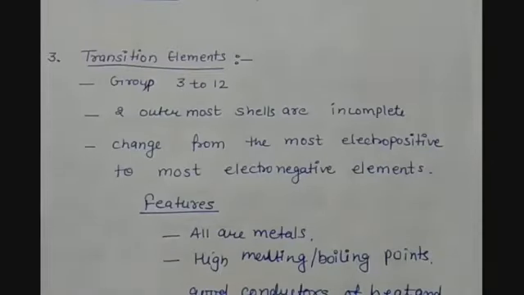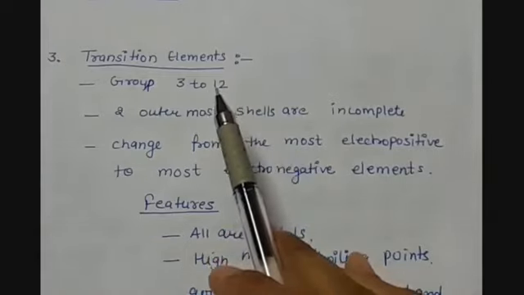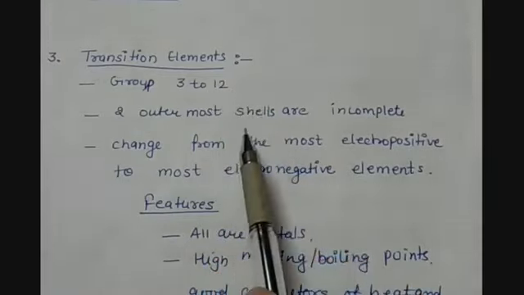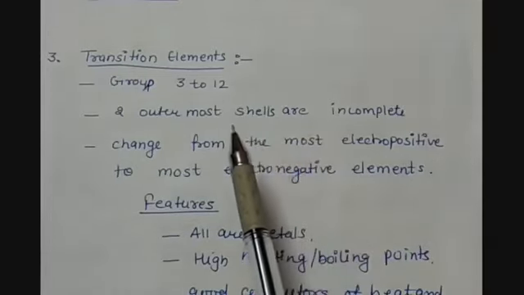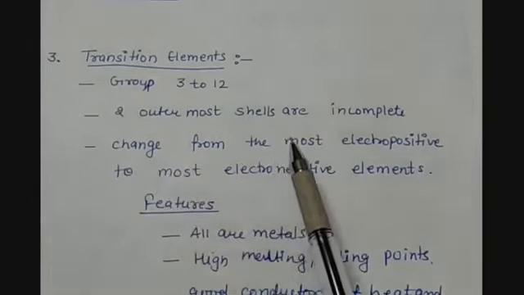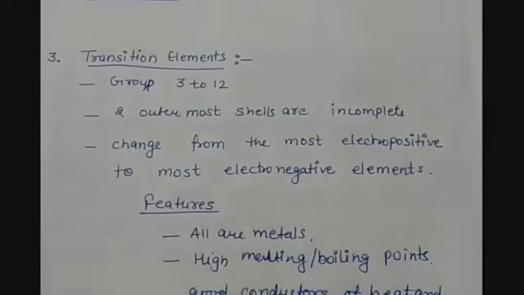The third type of elements are transition elements. The middle block of the periodic table, that is having group number 3 to 12 elements, are called transition elements. The two outermost shells are incomplete, and the elements represent the transition or change from the most electropositive element to the most electronegative element, and that is why they are called transition elements.